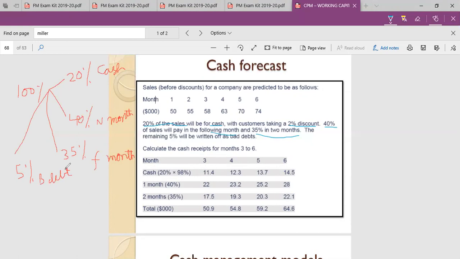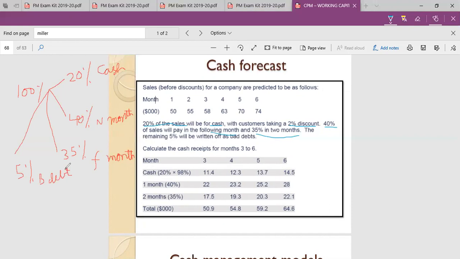So to understand the cash receipts, this is the structure which is given. 20% of the sales are made as cash sales, so immediately it will be received. But that cash sales also is given with an adjustment saying that the customers are given a 2% discount. So first calculate 20% of the sales amount, and of that only 98%, because 2% is discount, will not be received. 98% will be collected from the customers. Done. After that, 40% of the current month sales will be received in the next month. Then 35% is 2 months later. So that is how we have to remember.